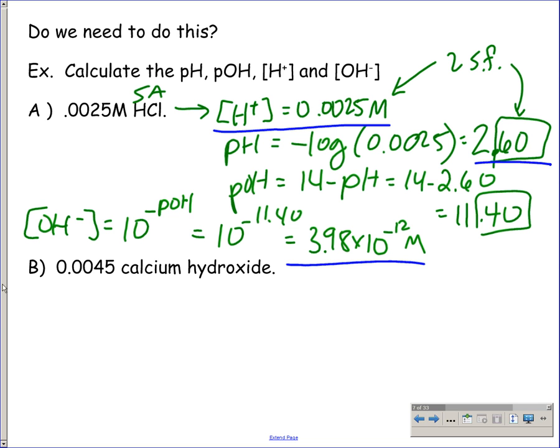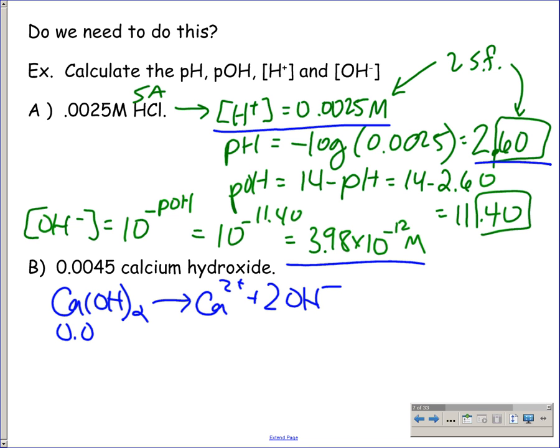The second one is a similar equation. I'm just going to tell you the one difference here. Calcium hydroxide has 2 servings of OH minuses when it dissolves. So it dissolves to Ca2 plus and 2 OH minus. So in this example, whatever you have for your calcium hydroxide molarity, you need to double that to get the OH concentration. So it's not exactly the same.